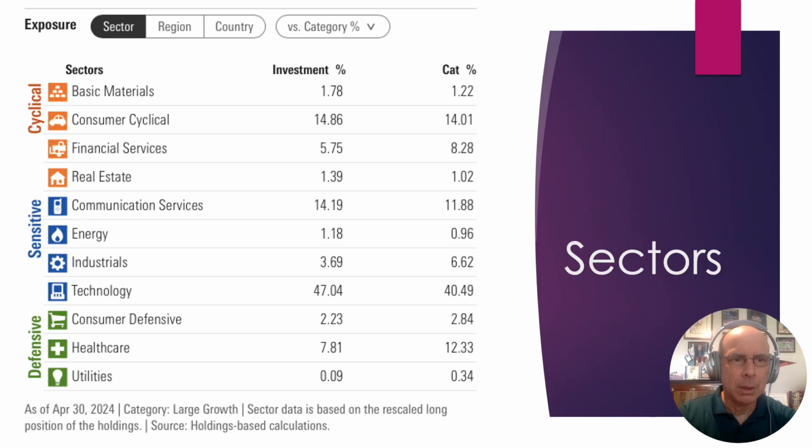The Vanguard Ultimate Growth ETF is comprised of three major sectors, if you would. Number one is technology with 47%, followed by consumer cyclical at 14.86%, then communication services at 14.19%. As you can see, utilities makes up not even 0.09% of the market, very small. Energy is considerably small at 1.18%, followed by basic materials at 1.78%.